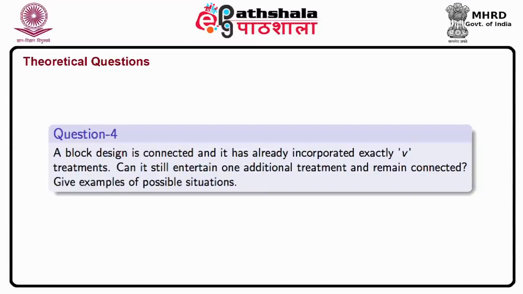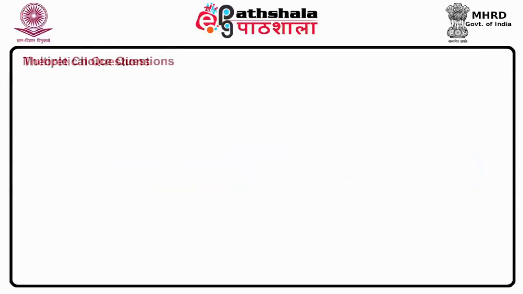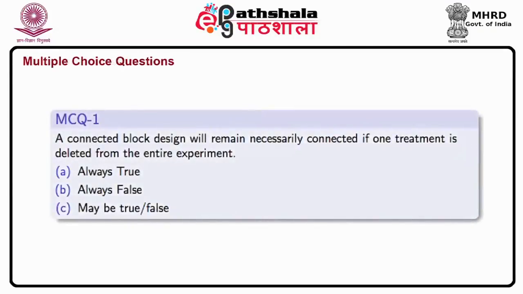So these are the 4 questions that I have over here, all relating to the issue of connectedness, basic understanding, etc. Can you take up the MCQs now? Yes, sir. So here is the first one. A connected block design will remain necessarily connected if one treatment is deleted from the entire experiment. The 3 options are: the statement is always true, the statement is always false, and the third one is it may be true or false. It depends. So these are the 3 options.